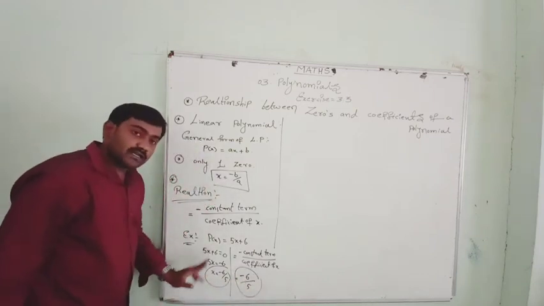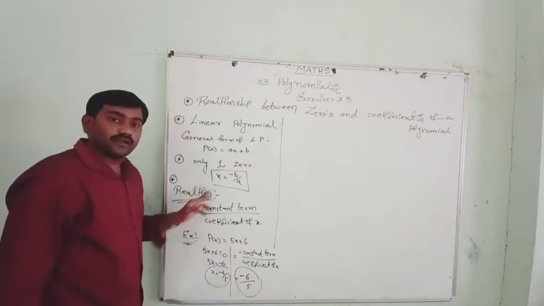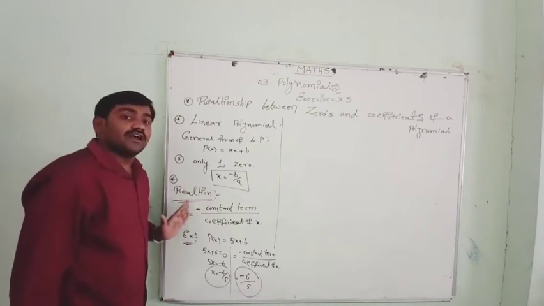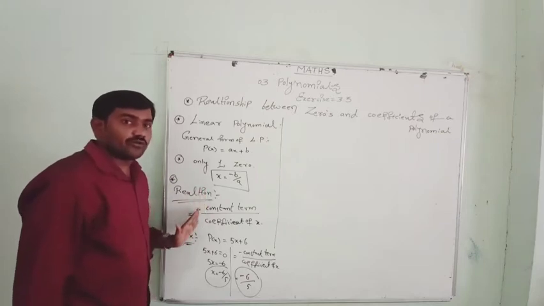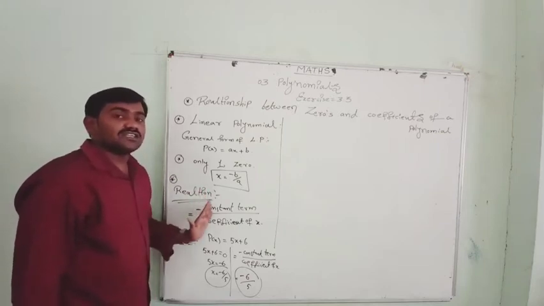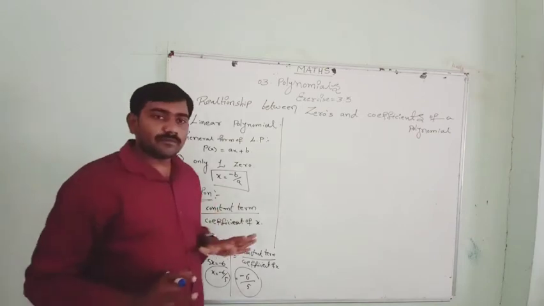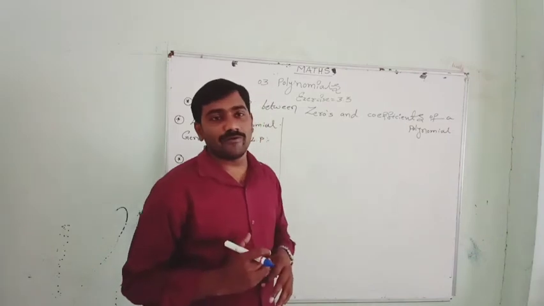This we got by solving. This is directly by using the formula. You study this like a formula, okay? You remember it like a formula: the relation between the zeros and coefficient of a linear polynomial is minus constant term by coefficient of x. This you can easily remember. Now I will write the other polynomial, the quadratic polynomial, after the linear polynomial.